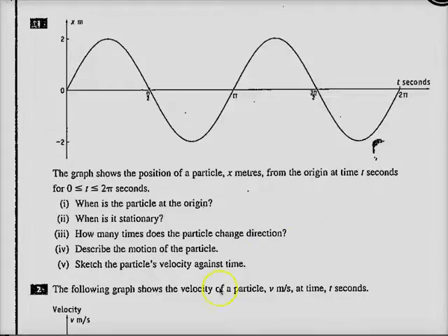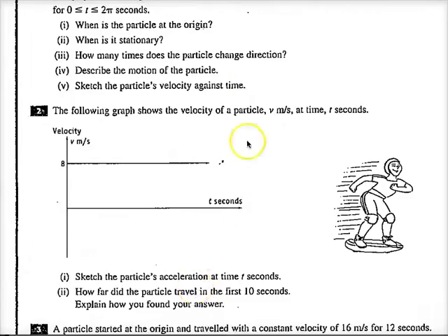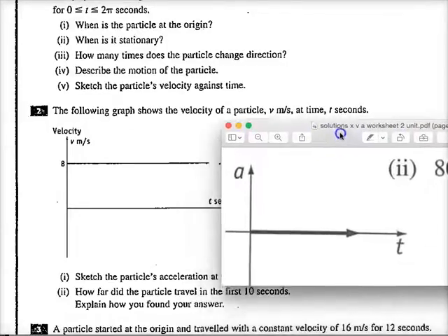Now for part 2, it says the following graph shows the velocity of the particle, sketch the acceleration. Positive velocity, the gradient of that velocity, and it's a constant velocity, its gradient is 0. So the gradient of that is 0, so therefore the particle's acceleration graph is just like this here.